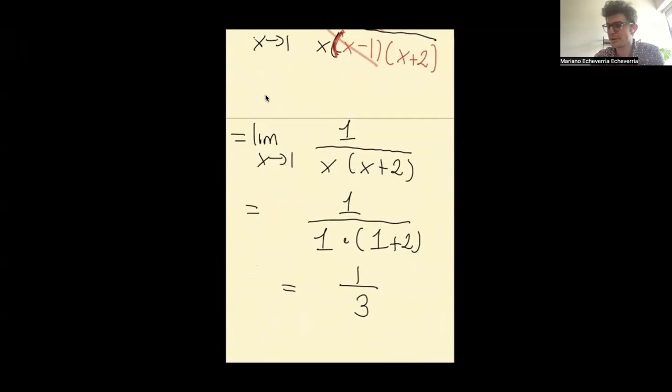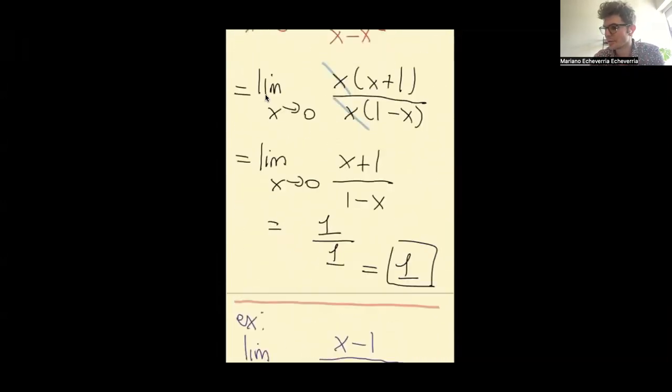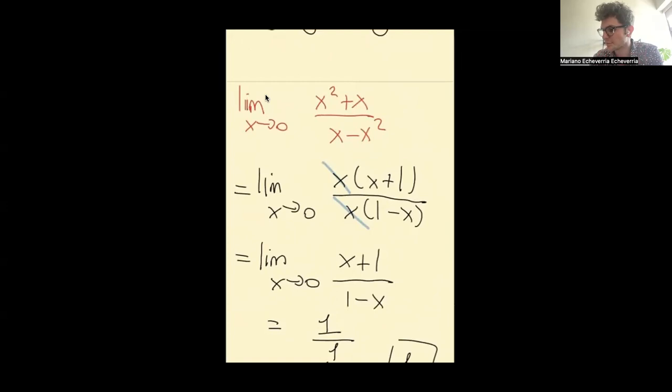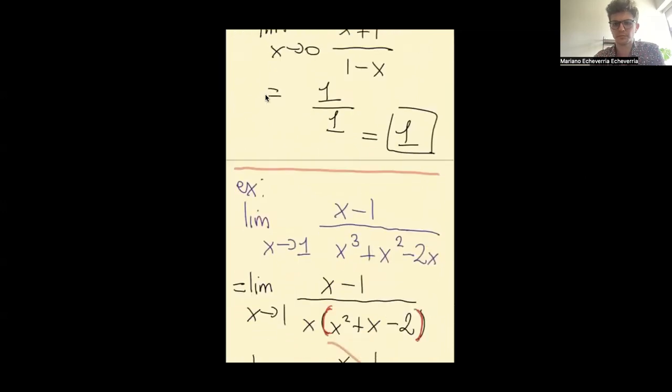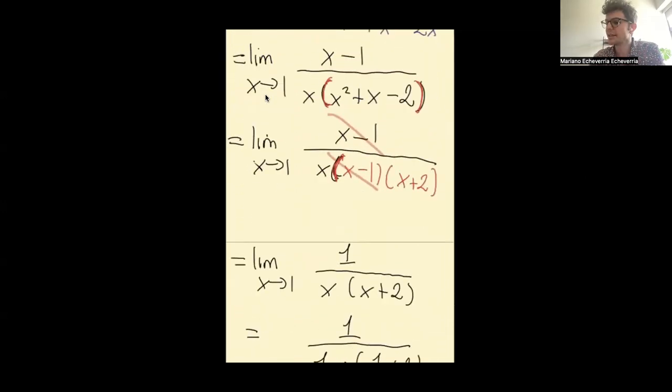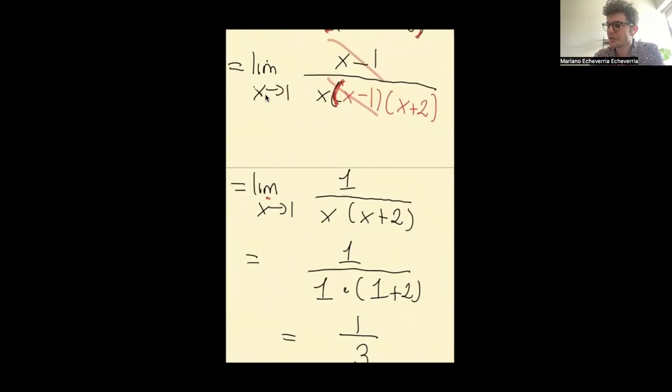So for example, here I'm replacing x with one, but in the previous example, I replaced x with zero because it said x approaches zero. Is that okay? So yeah, you always need to pay attention to what's underneath the limit, because that's giving you an indication of what the replacement is going to be, which value x is going to be replaced with.